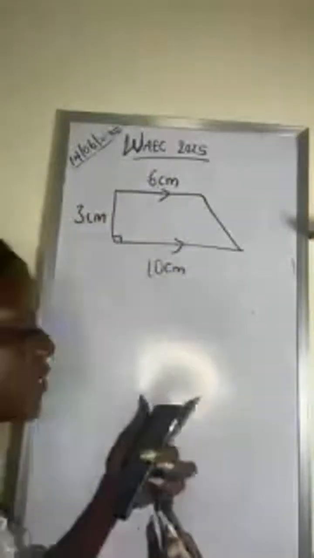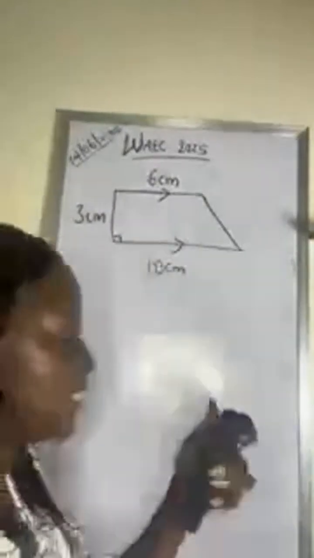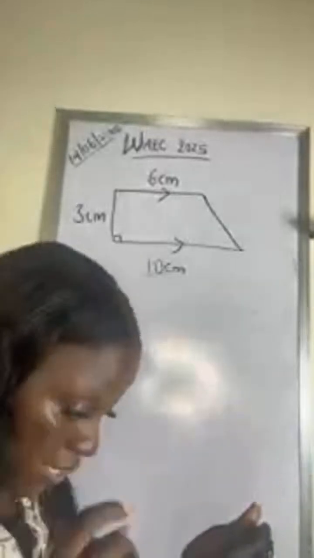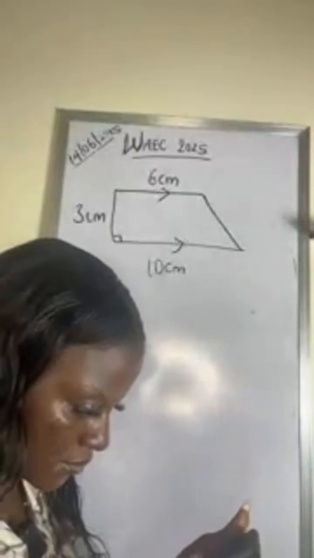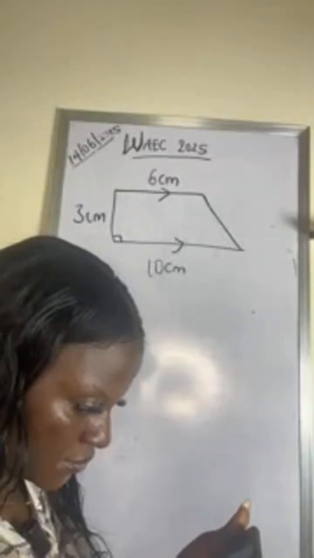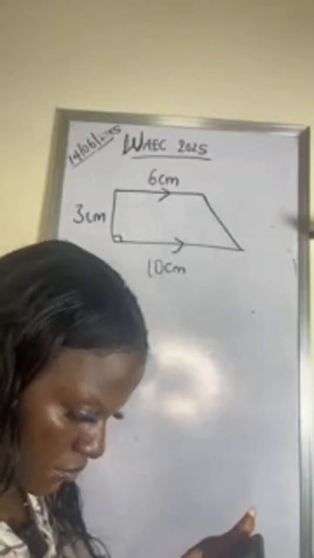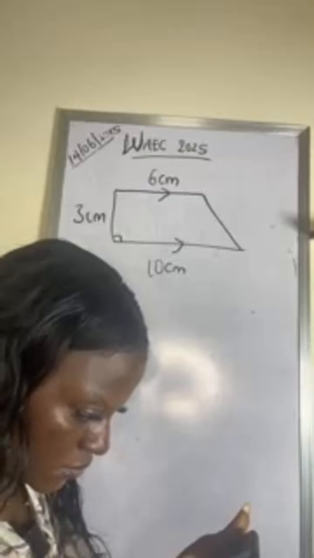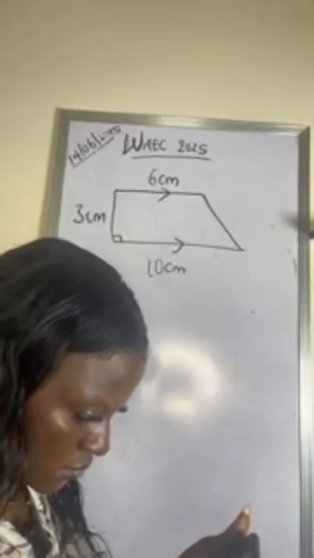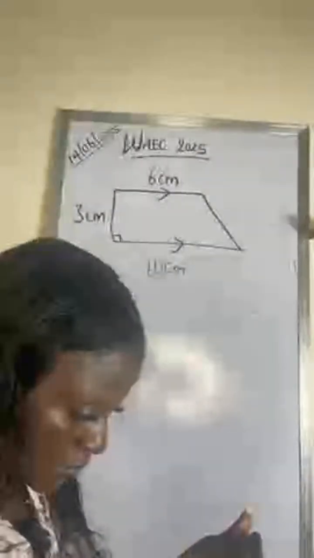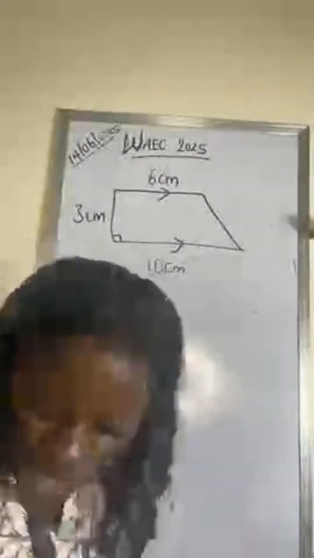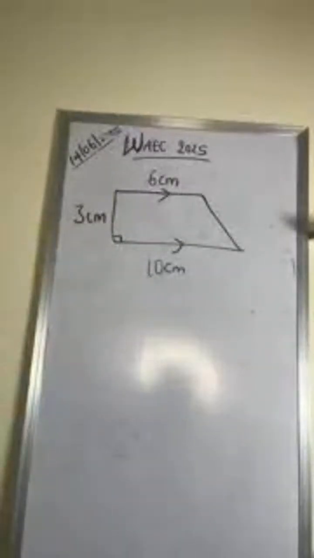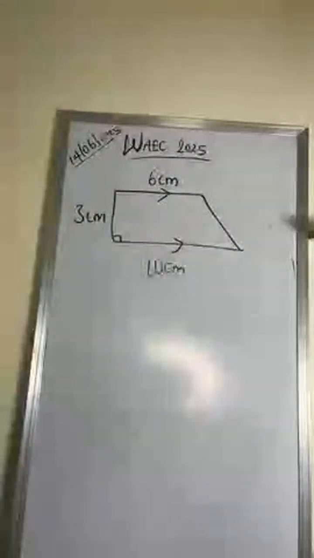So what shape is this? Somebody can let us know. They said we should find the area of this. So what's the name of this shape? What's the name of this shape? Are we still here? I need somebody to tell us the name of the shape. Vanla, thank you so much. Thank you. This is a trapezium.